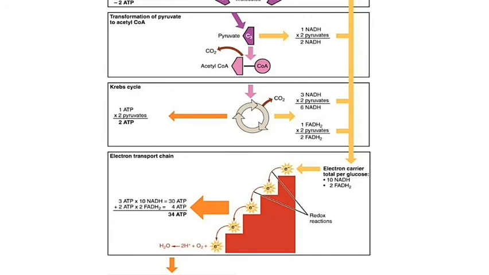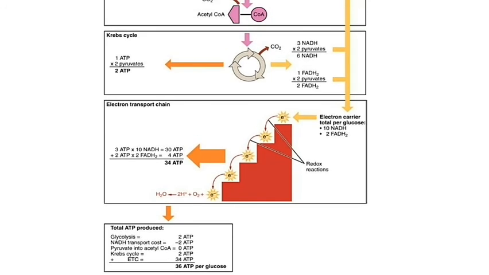Now, during the electron transport chain, there is a total yield of 34 ATP, and in net there is a production of 36 ATP molecules per glucose molecule. So one glucose molecule can yield up to 36 ATP during the oxidative phase or the aerobic respiration.